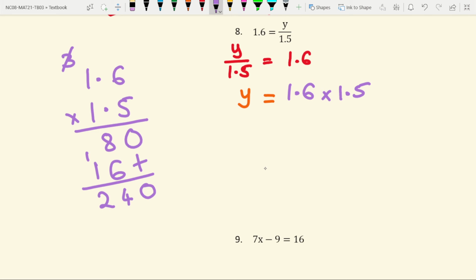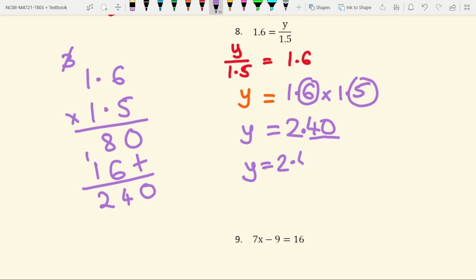But the answer cannot be 240, because the question had two decimal places, 1 and 2. There were two decimal places, so the answer will also have two decimal places. So we have to put the point after two decimal places. One decimal place, two decimal places. After two decimal places, we put the decimal point. So the answer is y is equal to 2.4. This is our final answer.